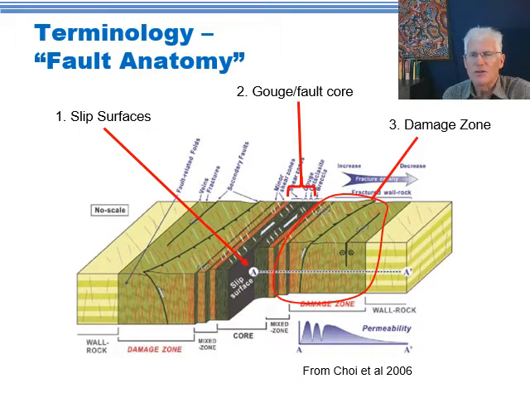And then the third major feature is often called the damage zone. So this is the area that surrounds the fault, typically maybe both sides, but not always. And this is an area where it's thought that in many cases the permeability for fluid flow is enhanced because you've got increased fracture density that comes from deformation around the fault zone.